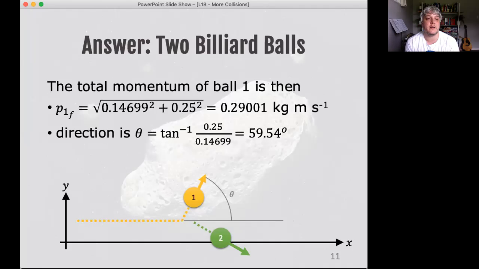So the magnitude of the momentum is just using Pythagoras from our two components. That's just vector addition Pythagoras-ly. It gives us 0.29001 kilogram meters per second. The direction, trigonometry, the inverse tan of the opposite over the adjacent gives us 59.54 degrees or 60 degrees. So 60 degrees above horizontal, and ball 2 was 30 degrees below. What you might notice is that ball 1 and 2 actually happen to be at right angles to each other as they depart this collision.